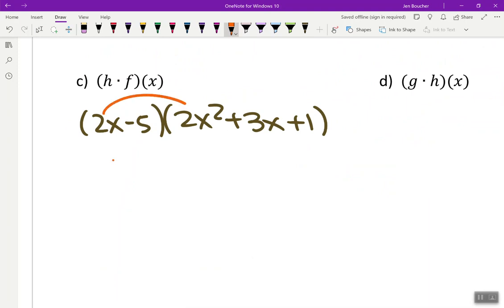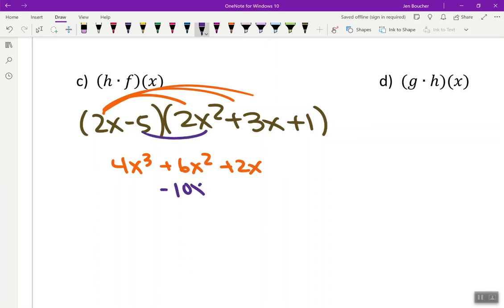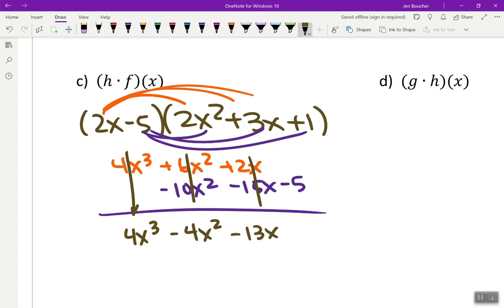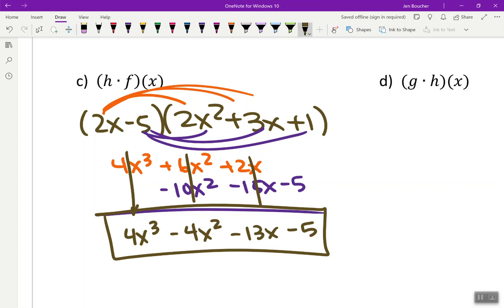When you multiply it out, you would get 4x cubed plus 6x squared plus 2x. Then let's distribute that negative 5, negative 10x squared minus 15x minus 5. Combine them all together. And there you have it.